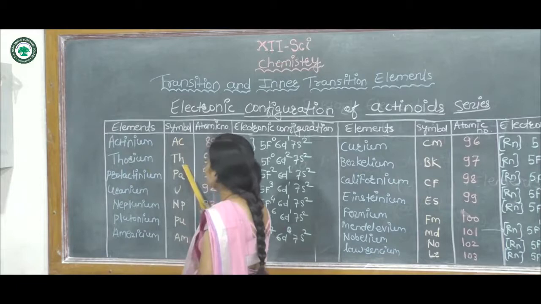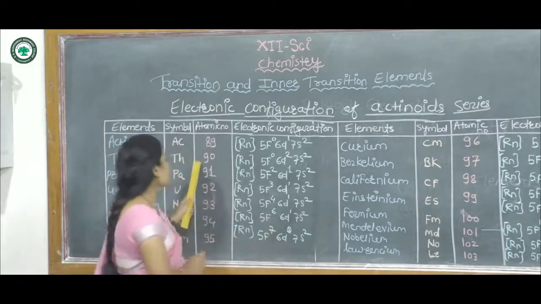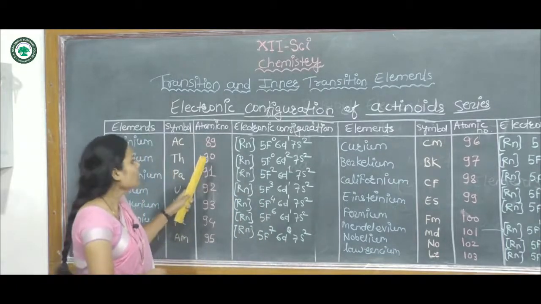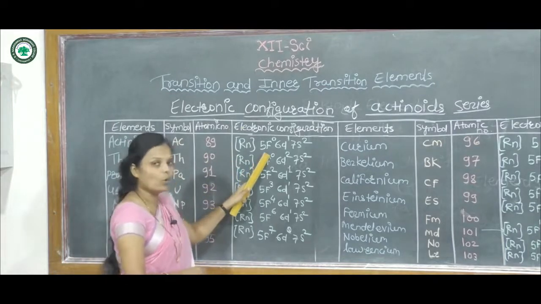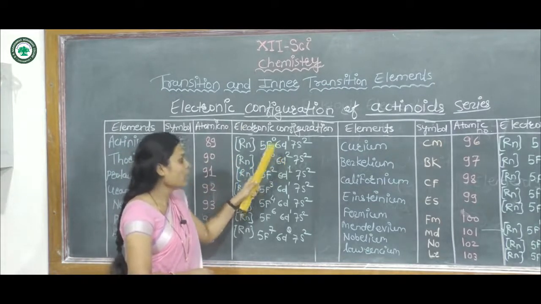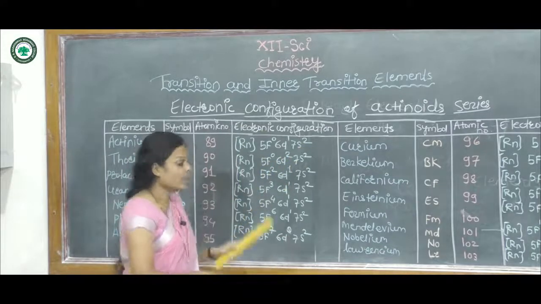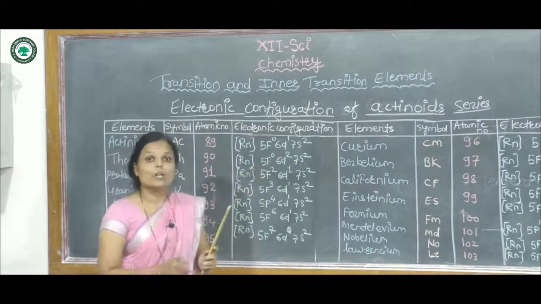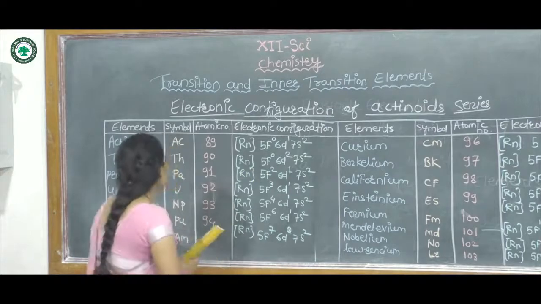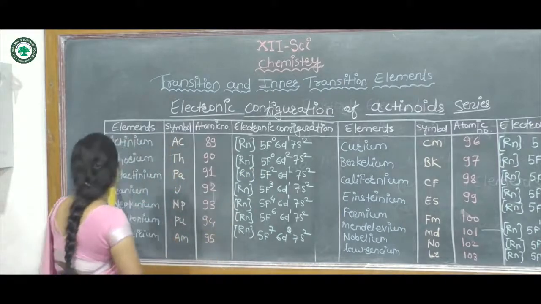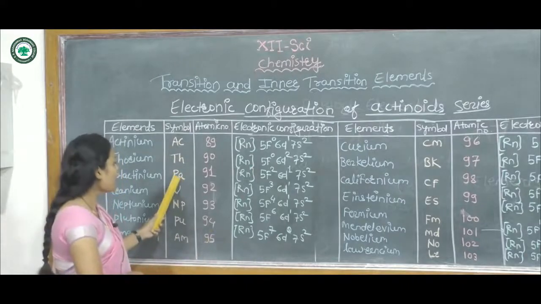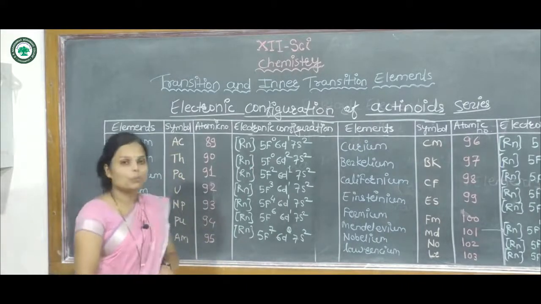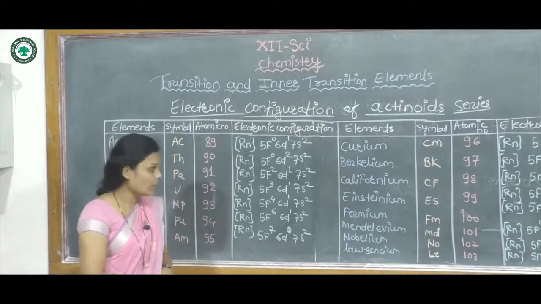The symbol is Th. Atomic number of thorium is 90. Electronic configuration is 5f0, 6d2, 7s2. Here is a d orbital in which 2 electrons are present. Now the next element is protactinium. Its symbol is Pa. Atomic number of protactinium is 91.